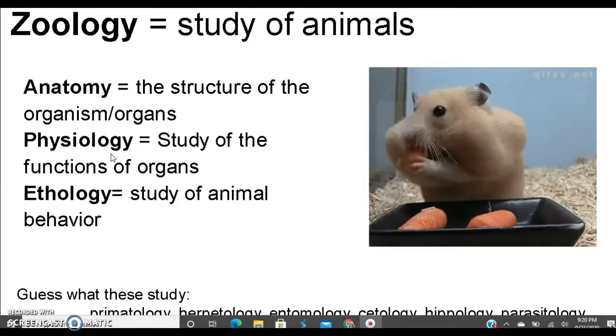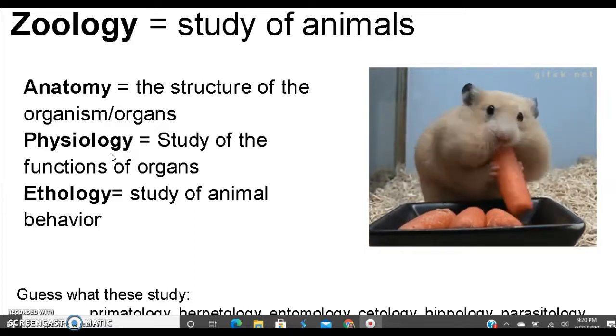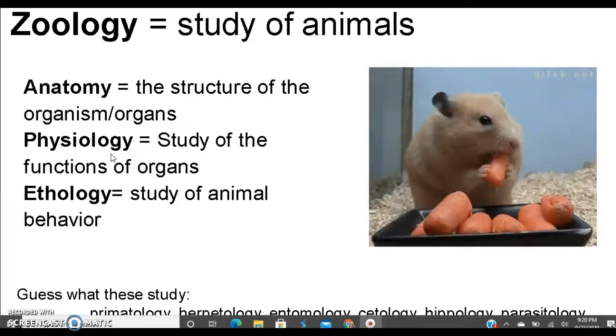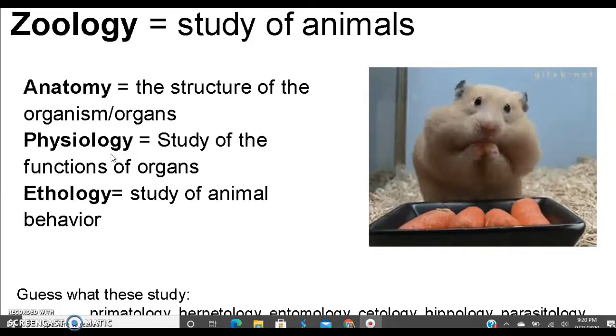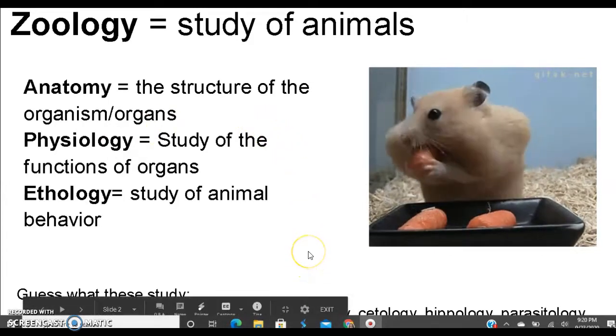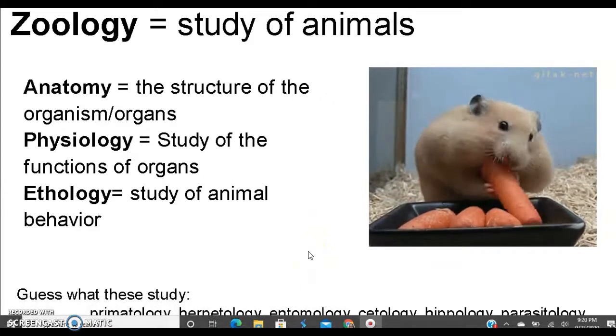Primatology is the study of primates, like the famous primatologist Jane Goodall, who worked with the chimpanzees. Herpetologist studies reptiles. Entomologists study insects. Cetologists, they study things like dolphins and whales.